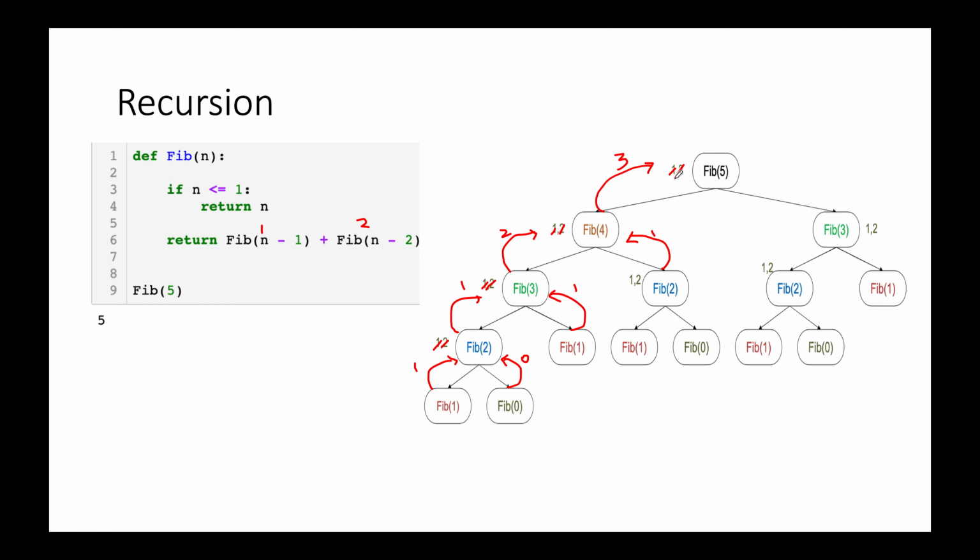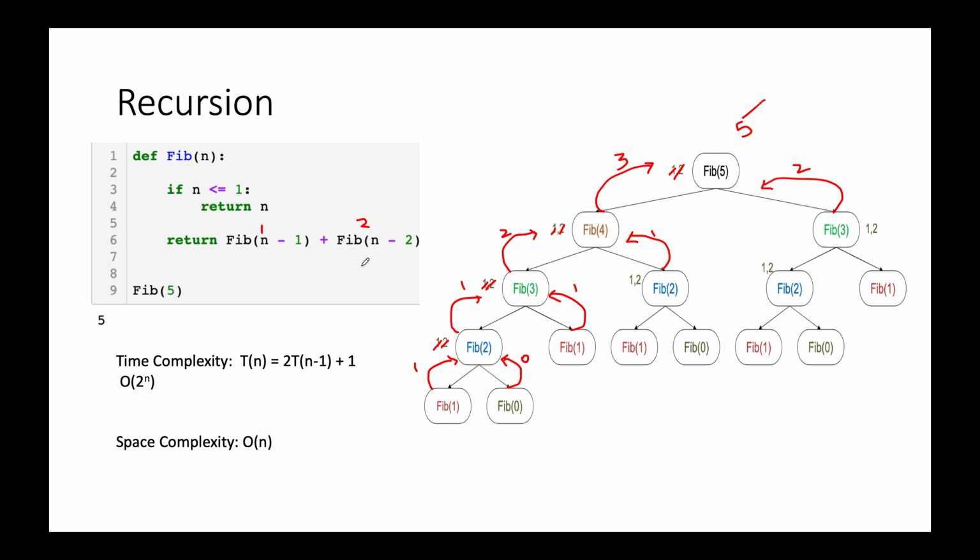Similarly, this will also make its second call. Fib of 3 is supposed to return 2, so I'm not going through the whole tree. Add both these numbers and the answer is 5. So the fifth Fibonacci number is 5.